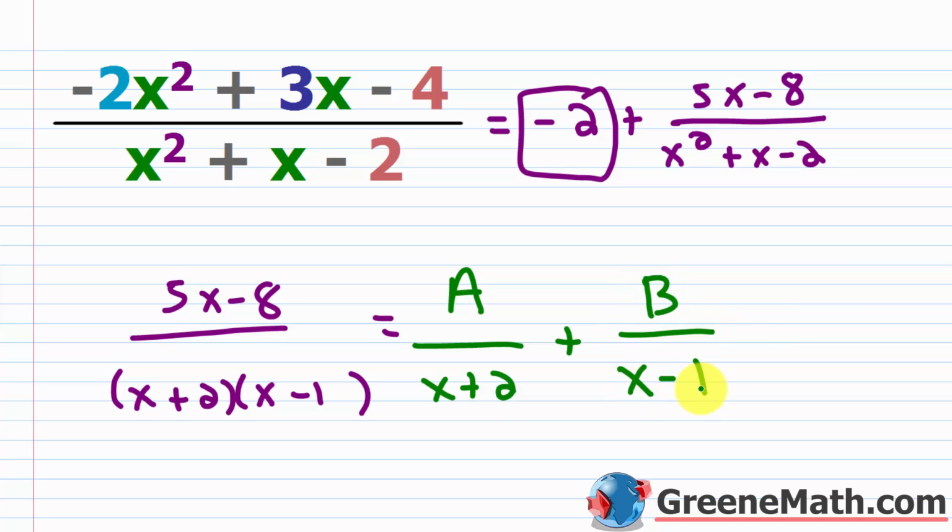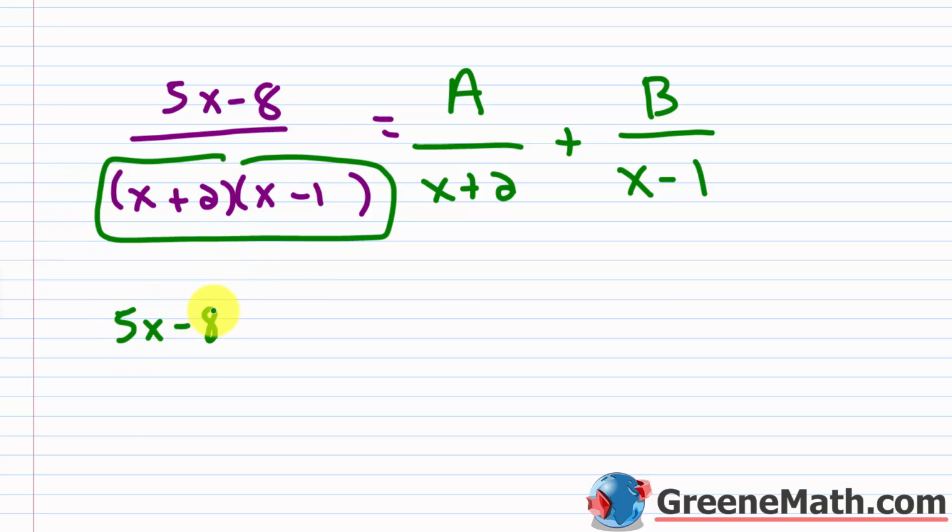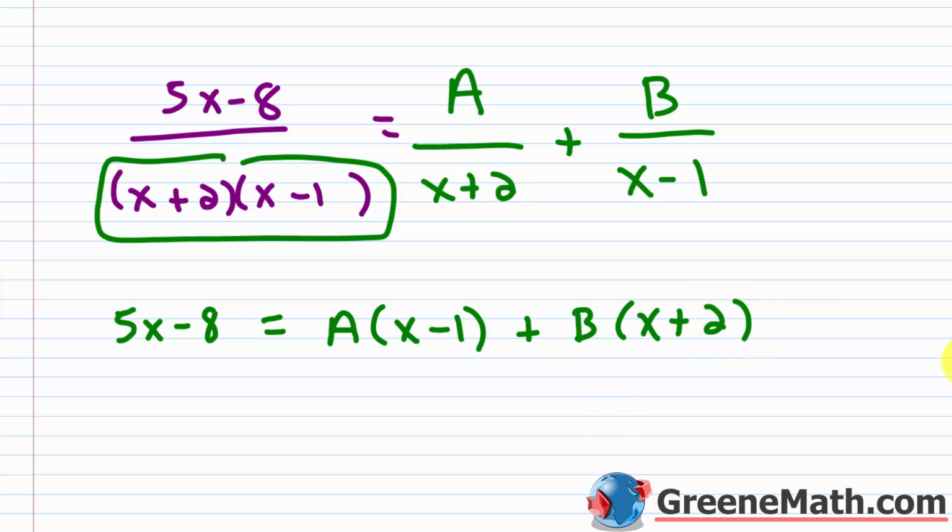Okay, so if I go through and clear the denominators, again, the LCD is going to be this guy right here. So I know in this case, it would clear it. So I would just have 5x minus 8. In this case, the x plus 2 would cancel with the x plus 2. So I would have A times the quantity x minus 1. Okay, and then in this case, I would have the x minus 1 cancel with the x minus 1. And B would multiply by x plus 2. So plus B times x plus 2. All right. So we got that worked out.